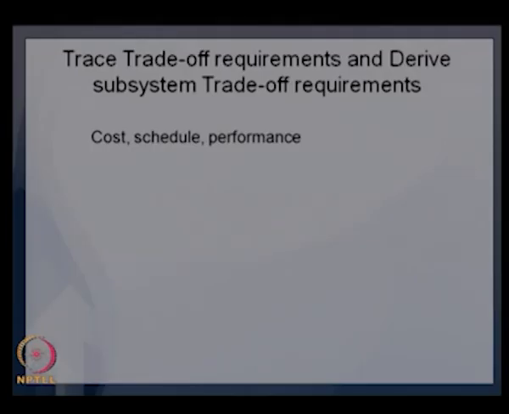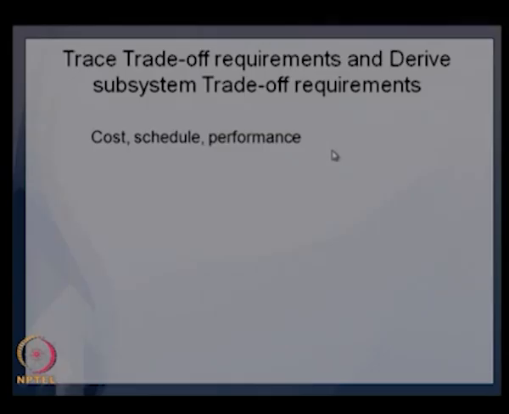The next one is basically the trade-off requirements and subsystem trade-off requirements. Basically we look at requirements like cost, schedule, performance, etc. There will be some trade-off in the system because of this. Mainly if you want to reduce the cost or optimize the performance, we need to make some kind of trade-off between these parameters: the cost, the schedule, the performance, etc. So how do we trace these trade-off requirements, and how do we derive the subsystem trade-off requirements? The system will have some trade-off and the subsystem will have a different trade-off, because there are many other features which come into the picture here.